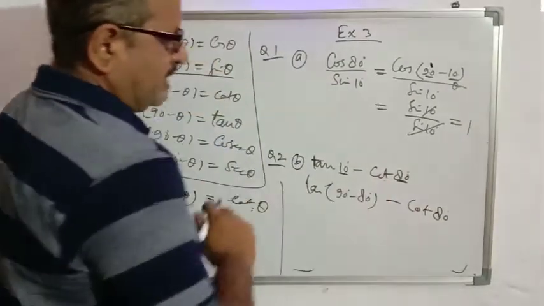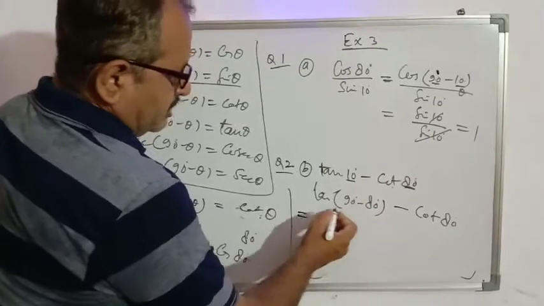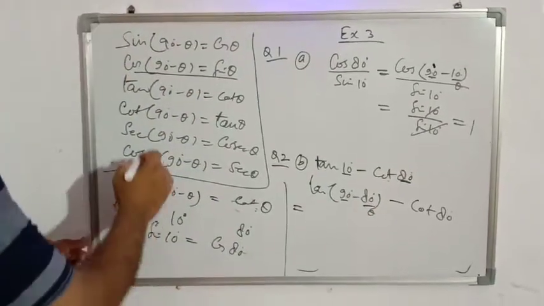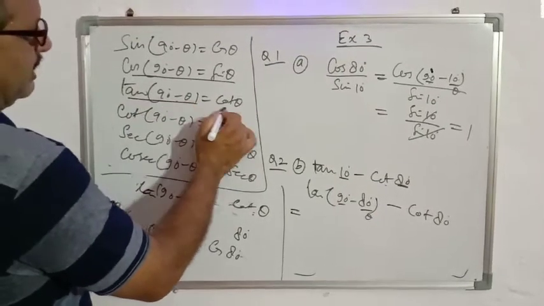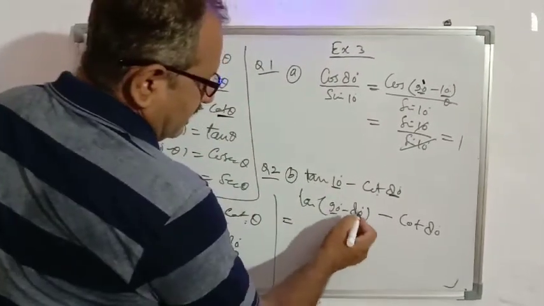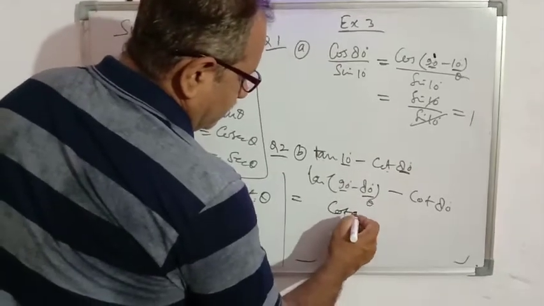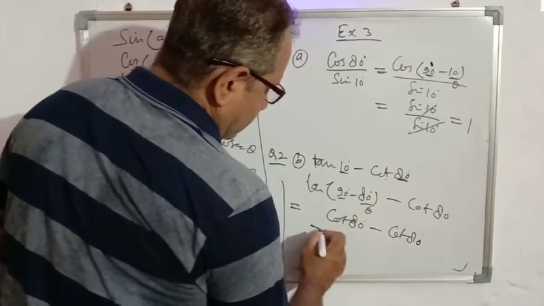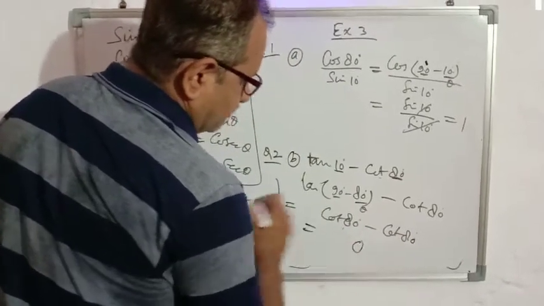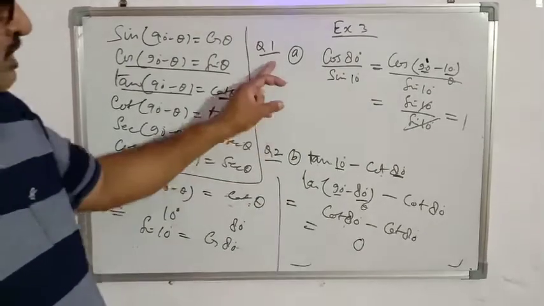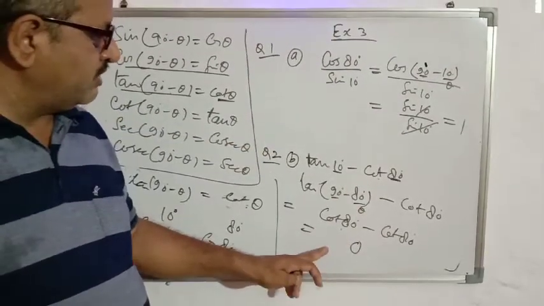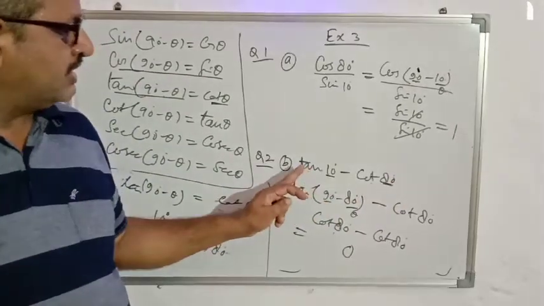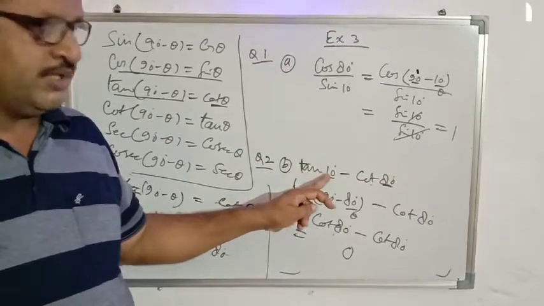We will not change the second term. Tan 90 minus theta, this theta is 80. See the relation? Tan 90 minus theta is cot theta, and theta is 80, so it will be cot 80 degrees minus cot 80 degrees. Cot 80 minus cot 80 will be 0. So the first part's value is 1 and the second part's value is 0. So if two angles are complementary, change one of the trigonometric ratios, not both.